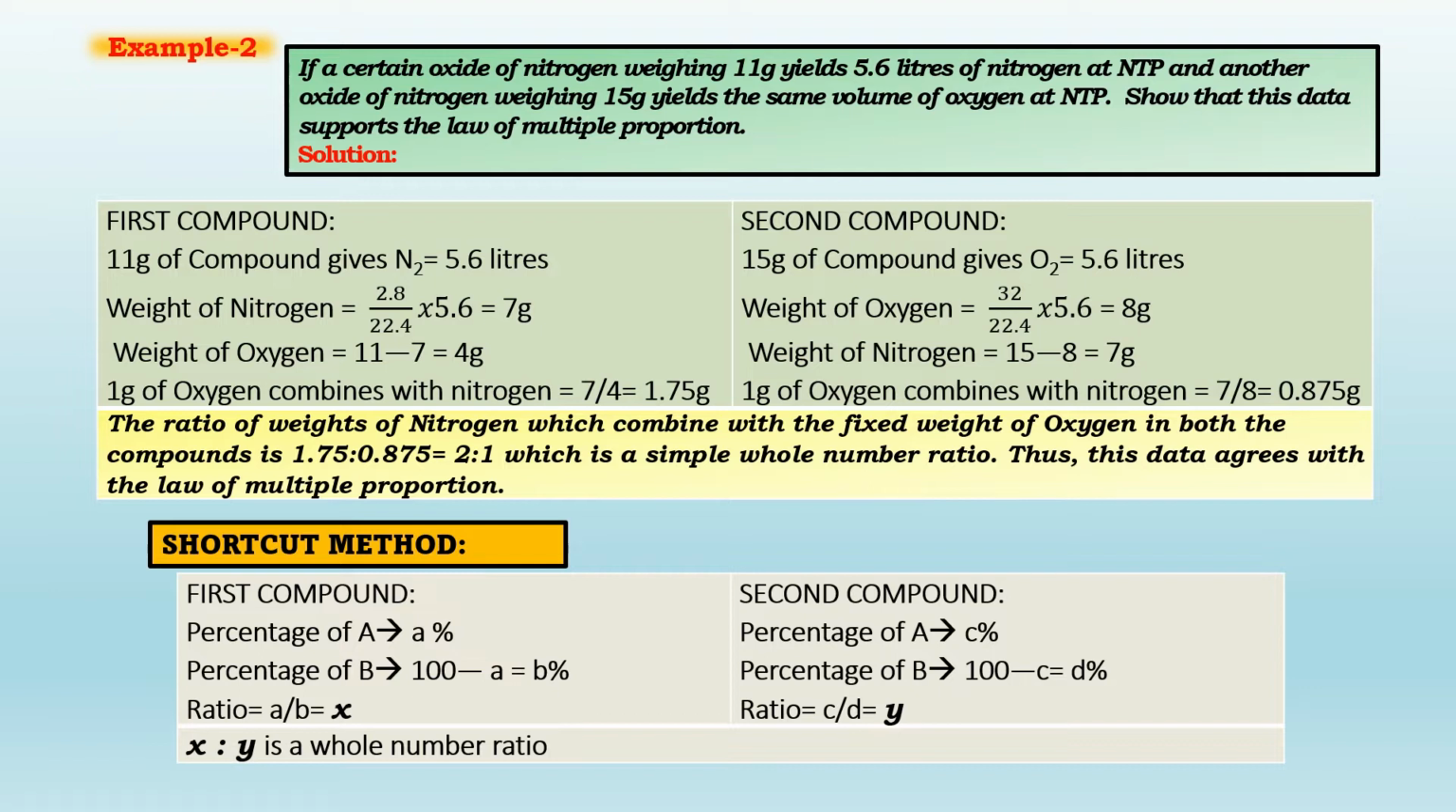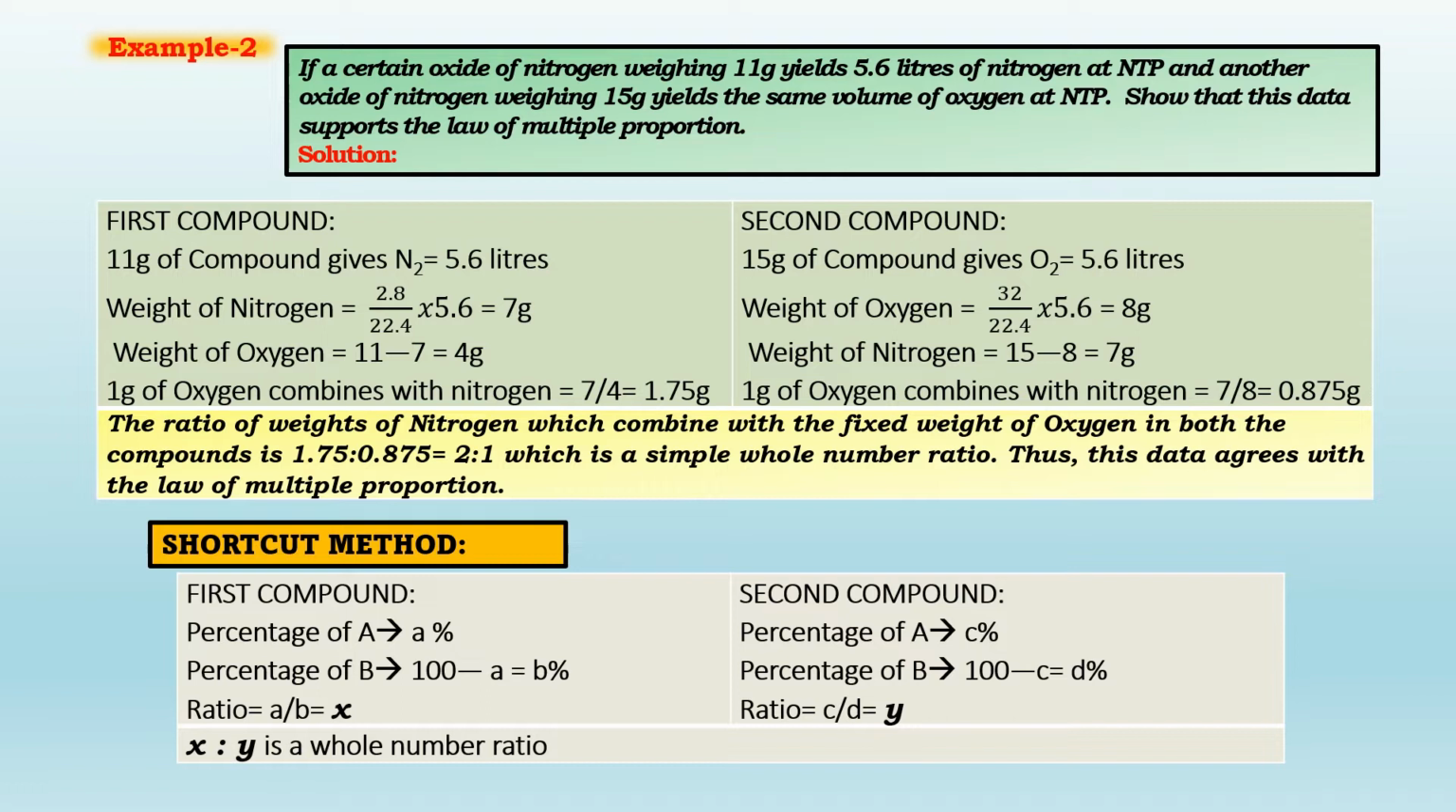So the weight of oxygen is equal to 32 divided by 22.4 into 5.6, that is equal to 8 gram. Weight of nitrogen is equal to 15 minus 8 is equal to 7 gram. So 1 gram oxygen combines with nitrogen is equal to 7 divided by 8 is equal to 0.875 gram. The ratio of weights of nitrogen which combines with the fixed weight of oxygen in both the compounds is 1.75 is to 0.875, that is equal to 2:1, which is a simple whole number ratio. Thus the data agrees with the law of multiple proportion.